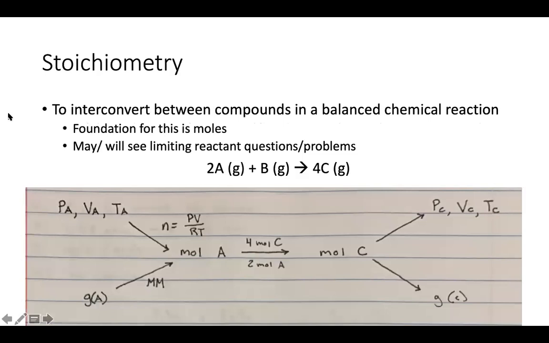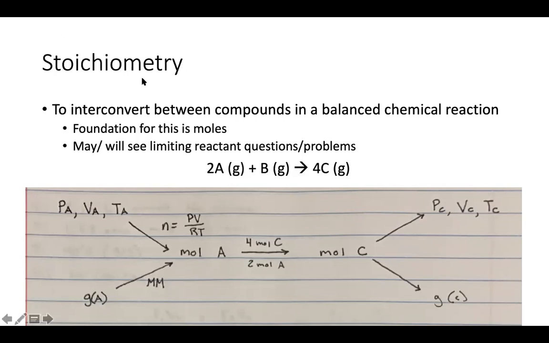Okay, stoichiometry. So again, we know stoichiometry is really just any time we convert between reactants and products in a chemical equation, right? The foundation for this is moles, right? Whenever we interconvert, we do so in moles. And often you might see limiting reactant problems and questions, right? Always check to see if it's a limiting reactant problem. So whenever they give you a starting amount of multiple reactants and they're asking for how much product you can form, always check, because it's probably a limiting reactant question, whether you know based on what they say in the question or not. Okay, so just always be careful and check for that.